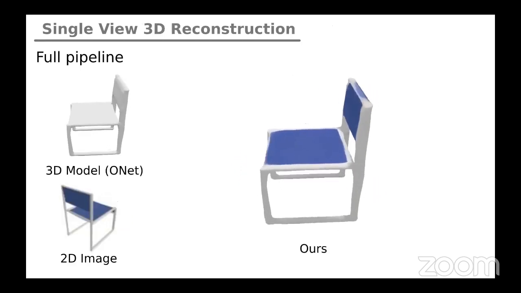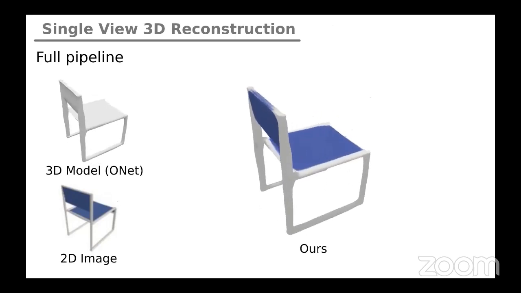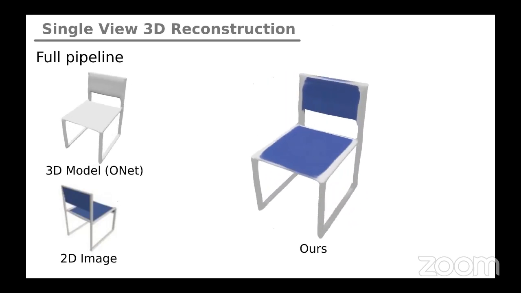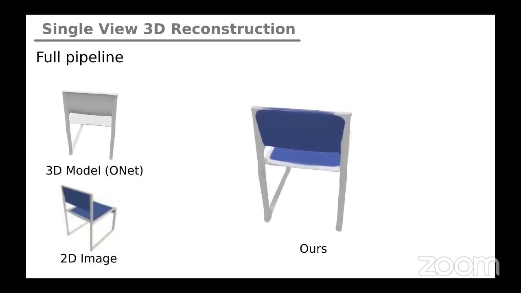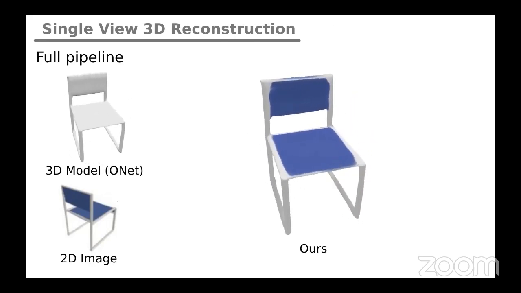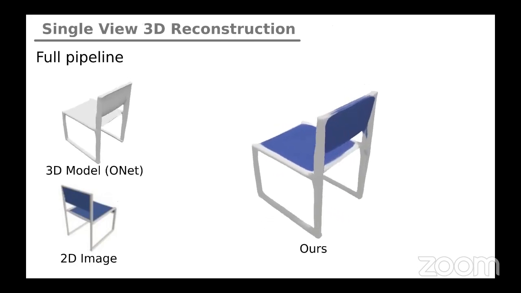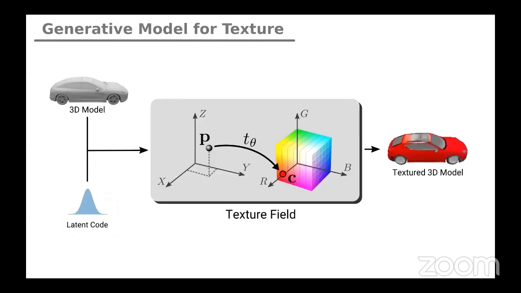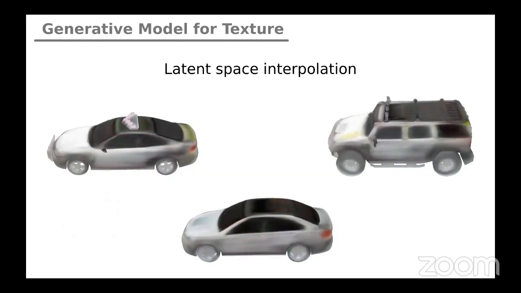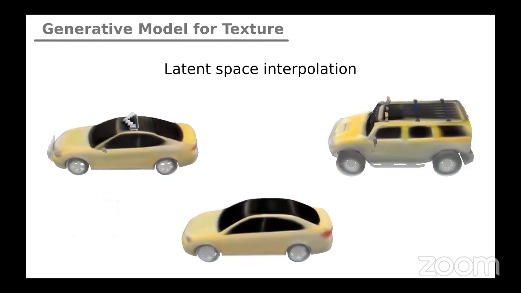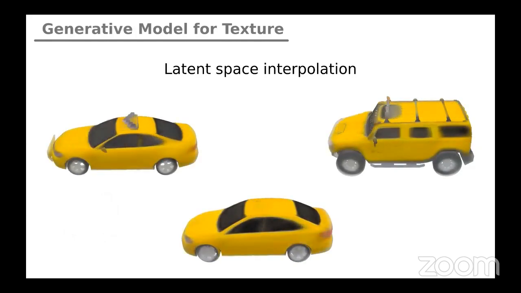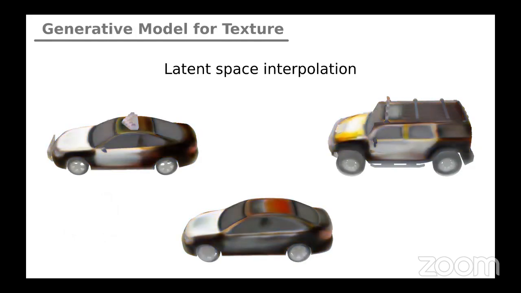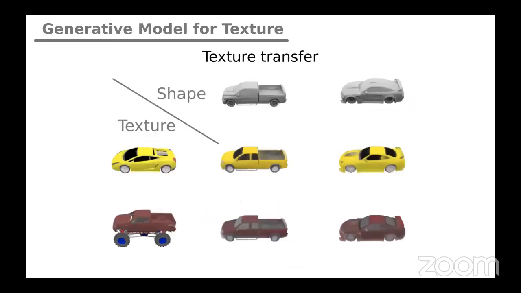We combine texture fields with the shape reconstruction method occupancy networks and build a full pipeline for 3D reconstruction of shape and texture. Our generative model is also trained on ShapeNet data. Here are some interpolations in the latent space. For all three models, the texture is generated from the same latent code. Our generative setup can also be used for transferring texture from one model to another.